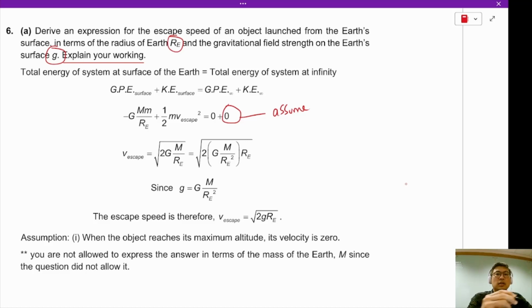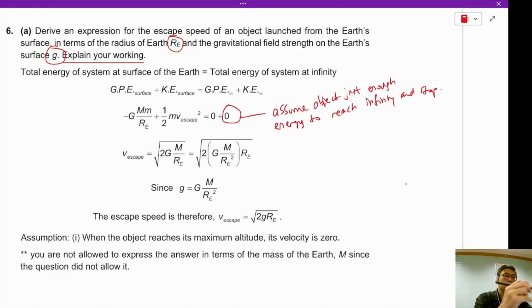Now, we assume that the KE at infinity is 0, because we assume that the object has just enough energy to reach infinity and stop. Okay, so rearranging the equation, we can get the escape speed to be the square root of 2GM over r.